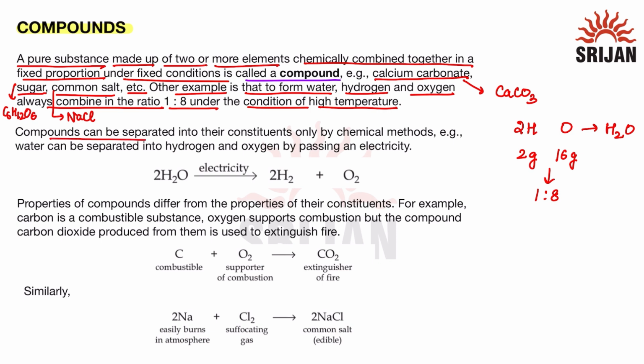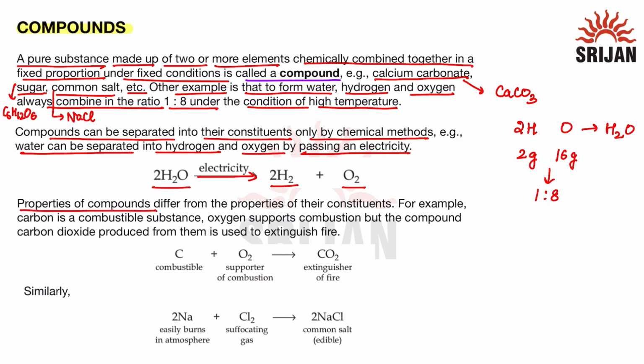Compounds can be separated into their constituents only by chemical methods. An example is that water can be separated into hydrogen and oxygen by passing electricity. This method is known as electrolysis. So we take two molecules of water and pass the electricity, and we will get two molecules of hydrogen and one molecule of oxygen. In this way we can separate the constituents of a compound by passing electricity. This method is known as electrolysis.